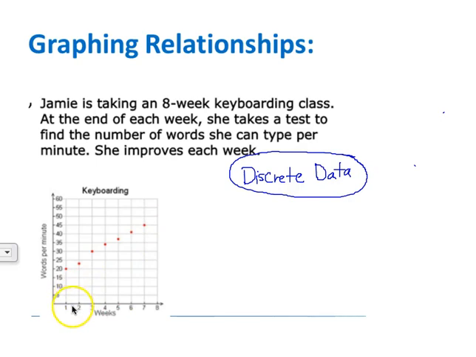So we don't have data for 1.5 weeks. We don't have data for 2.5 weeks. We only have data for each day. Even if we had data for each day, that would still be discrete. Anytime you're plotting points as data, it's discrete data. And you're going to see some more examples of that this week as you go through your Schoology lessons.